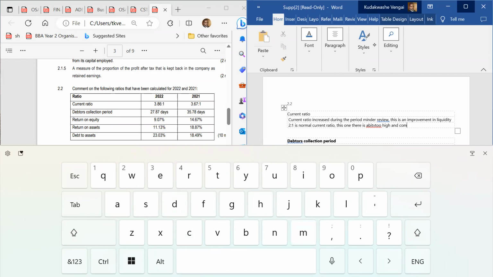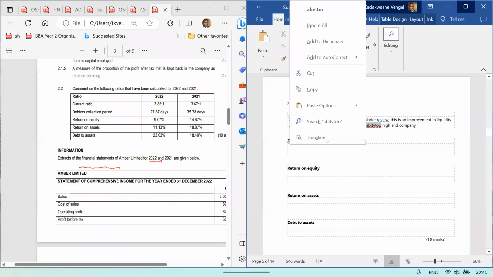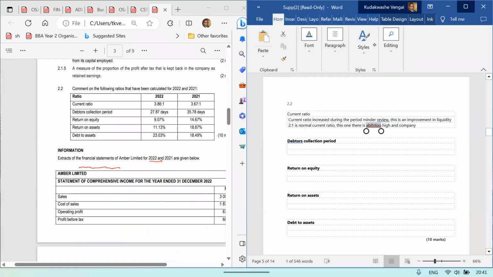And the company should what? Should find more profitable ways of investing its excess what? Its excess cash. So I can indicate that in my what? In my comment. But you can see the reason why he's giving you these little spaces is it's just an indication of what he's expecting.